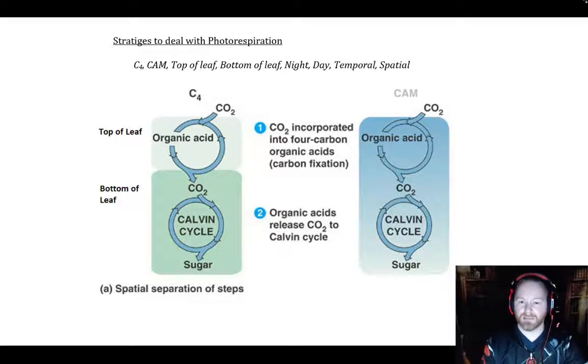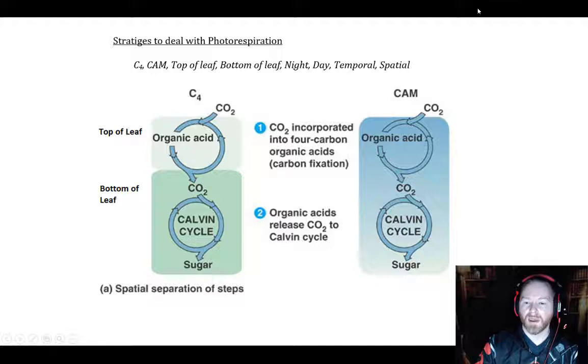So let's look at CAM plants. CAM plants do something a little bit different. If you notice on this diagram over here, this seems to all be one cell, but the top of the cell is darker and the bottom of the cell is lighter. So what do you think is going on here? Well, first of all, CO2 is coming in, but it's also getting stored as an organic acid.